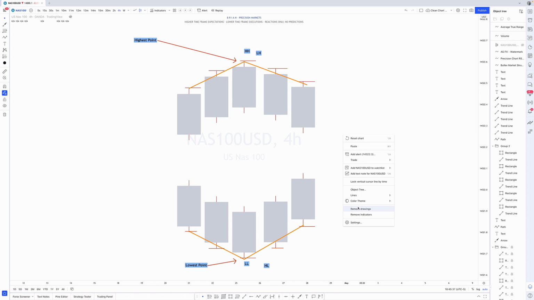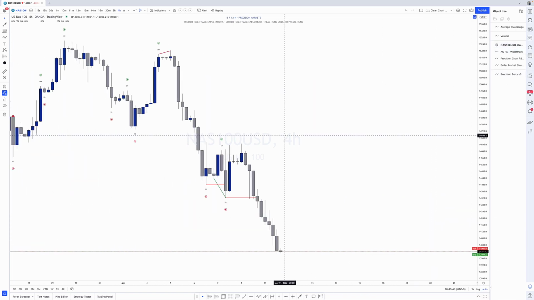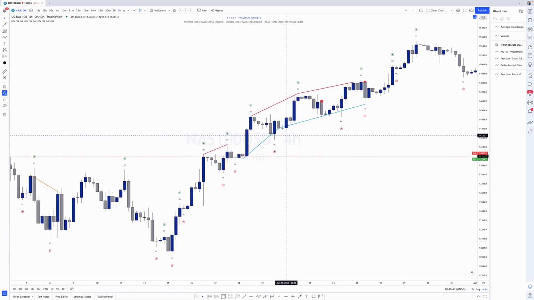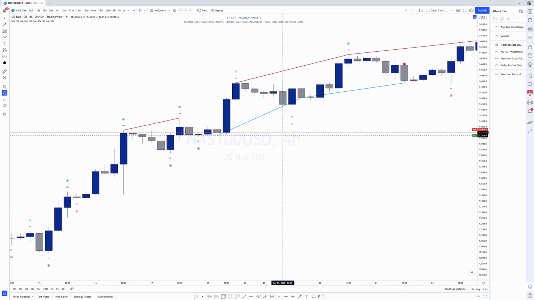So now we've covered pretty much everything from a theory perspective. Let's go look at the charts and let's see if we can see this as well. So here we have NASDAQ. And so let's talk about market structure points.